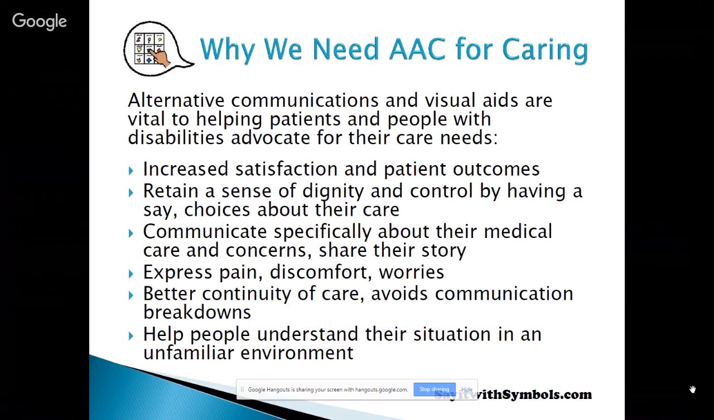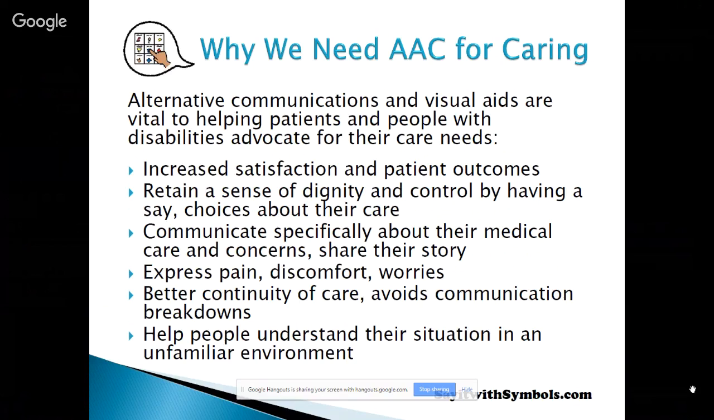it provides better continuity of care. As you know, anyone who's been hospitalized, there's lots of people and lots of follow-up appointments, and it's very difficult to communicate what went on with all these professionals. So by having a standardized method for communication, we're providing better continuity of care and hopefully avoiding communication breakdowns.